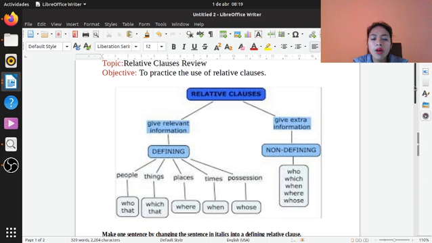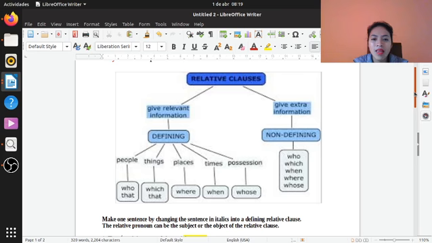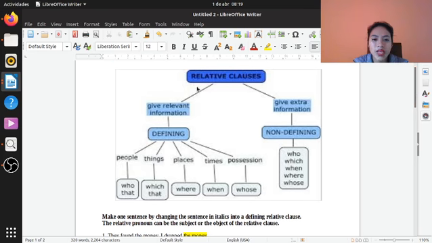What relative pronoun do we use for places? Excellent. We use where, right? Do you remember how to write a relative clause? And do you remember what the relative pronoun replaces? Today we are going to review that, okay? As you can see here in this chart, we have relative clauses, right?